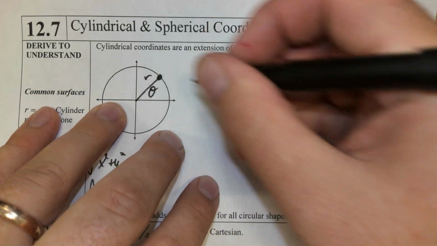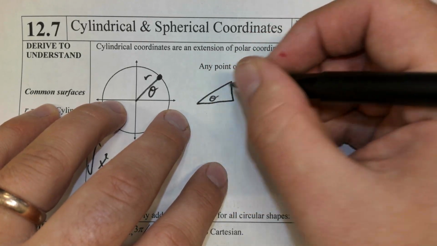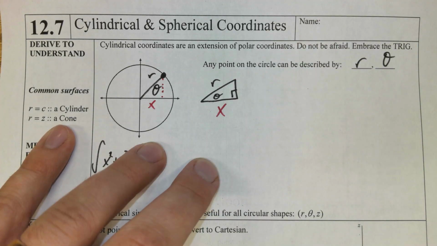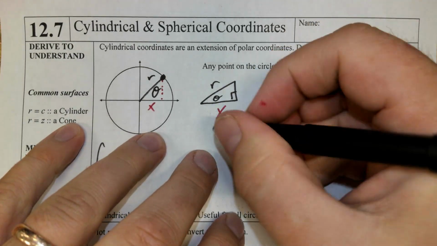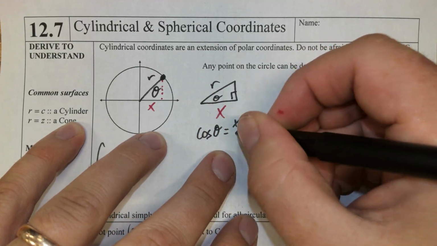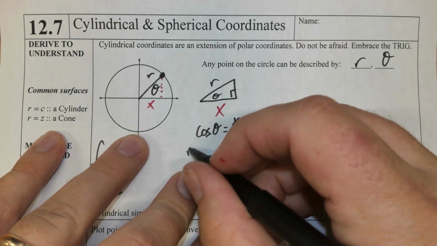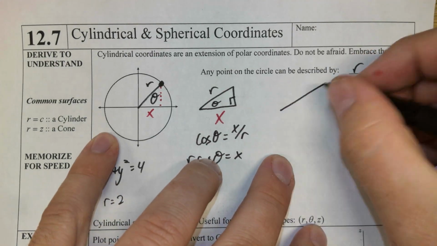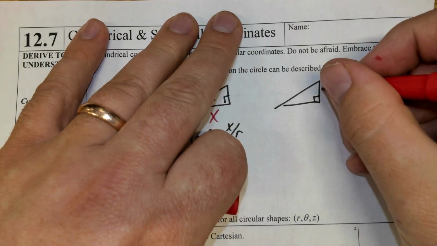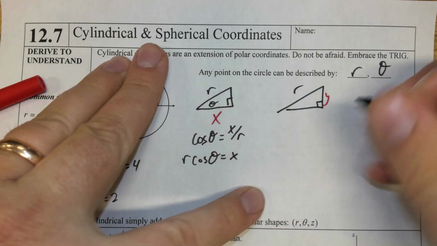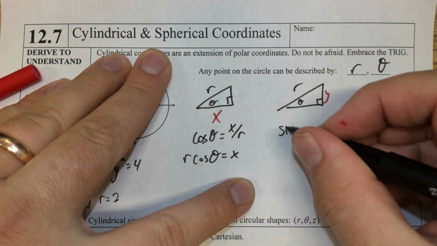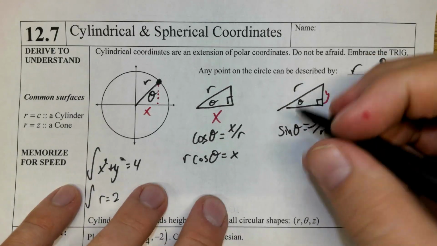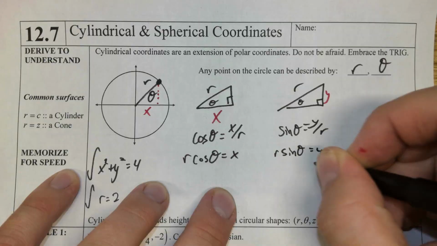So how about this? Let's look at some triangles here. If I want to find the x value of this coordinate, I would use cosine. And that's where you see your favorite, x is r cosine theta, coming out of polar. And the same exact concept would happen if I had my y value as my goal, where in this case sine, opposite over hypotenuse, would give me this. And so I'd end up with that great r sine theta is y.